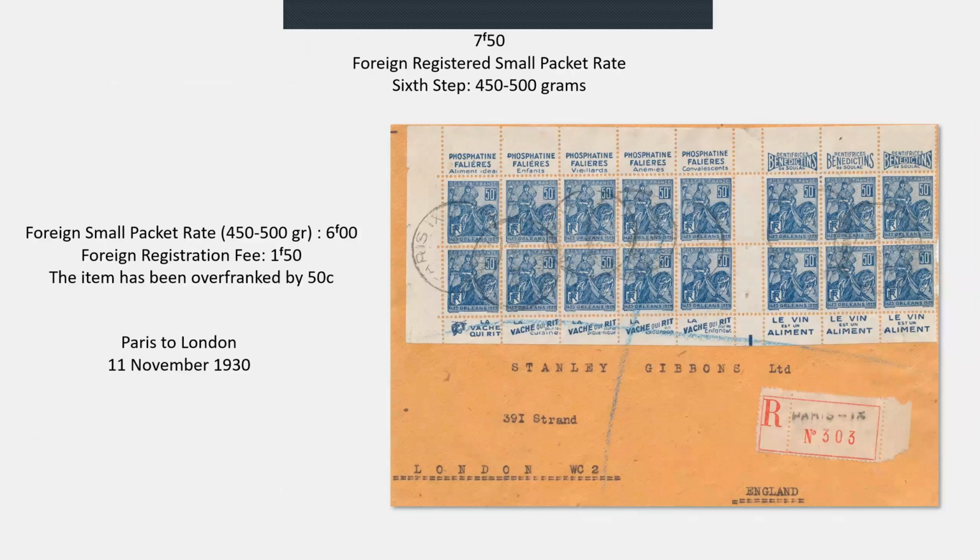One could call this a philatelic cover in the sense that it was going to Stanley Gibbons, but it was in fact commercial mail because it would be carrying commercial goods in the way of stamps from France to England, and it represents the foreign small packet rate with the registration fee added on, £7.50. But the number of stamps there is one in excess of the total amount. But nevertheless, a nice item.